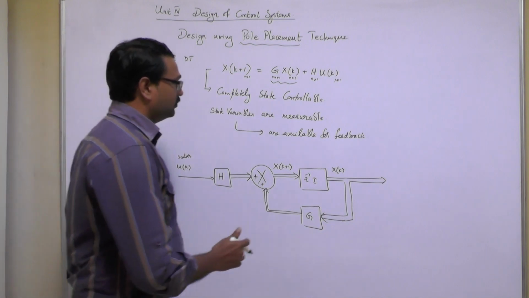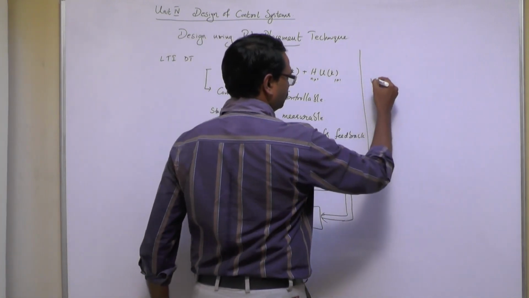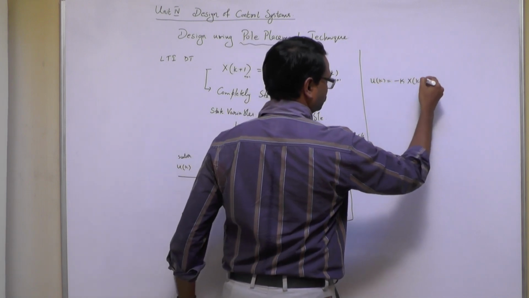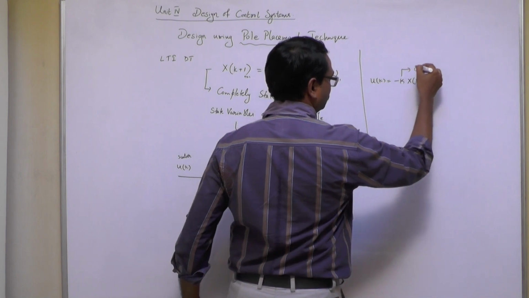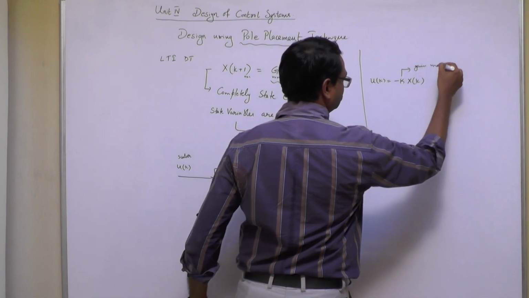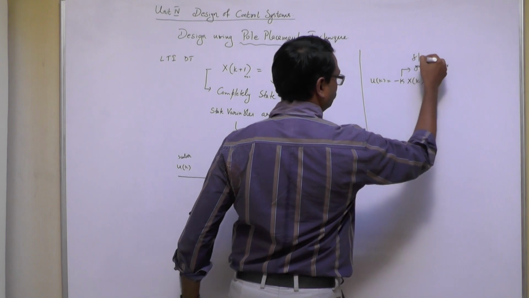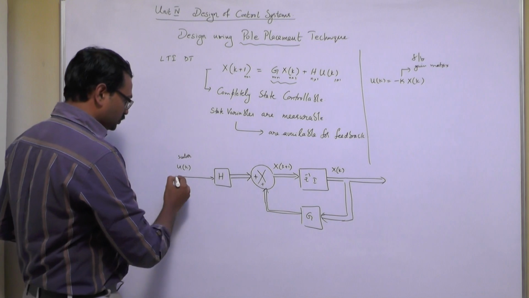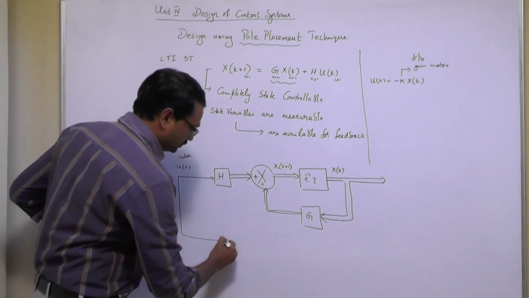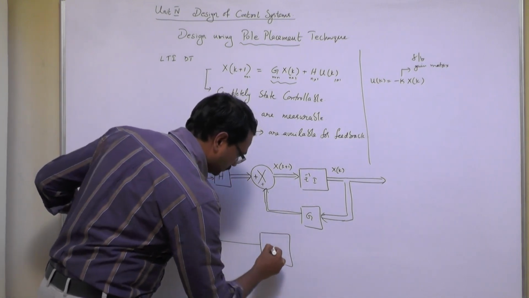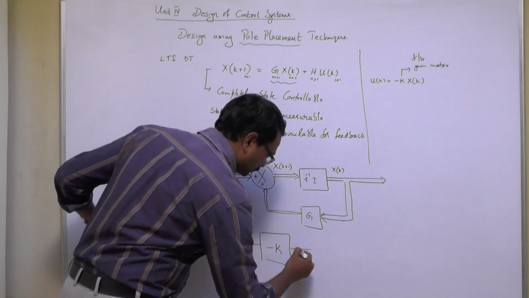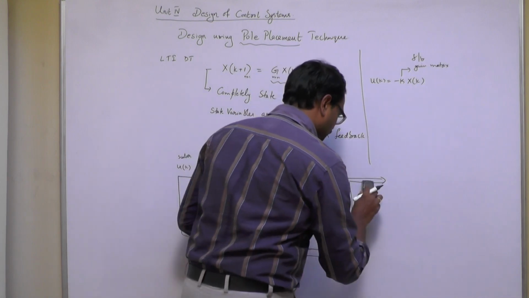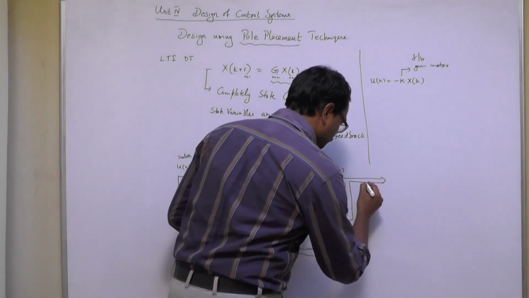Now we have considered a feedback u of k is equal to minus k into x of k. This is our feedback gain matrix k. Therefore, this u is nothing but minus k into x of k. X of k is here for us.